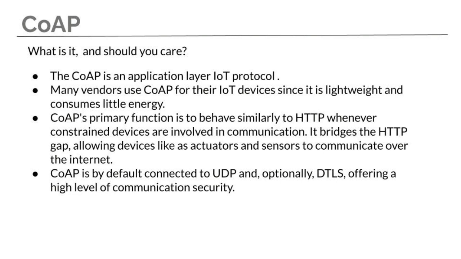The QAP is an application layer IoT protocol. Nowadays, many vendors are actually using the QAP for their IoT devices since it is lightweight and consumes little energy. QAP's primary function is to behave similarly to the HTTP whenever the constrained devices are involved in the communication. It bridges the HTTP gap, allowing devices like actuators and sensors to communicate over the internet. QAP is by default connected to the UDP and optionally DTLS, offering a high level of communication security.